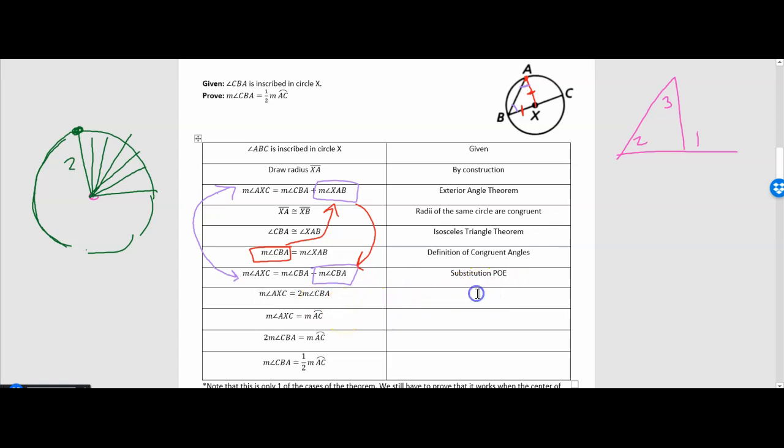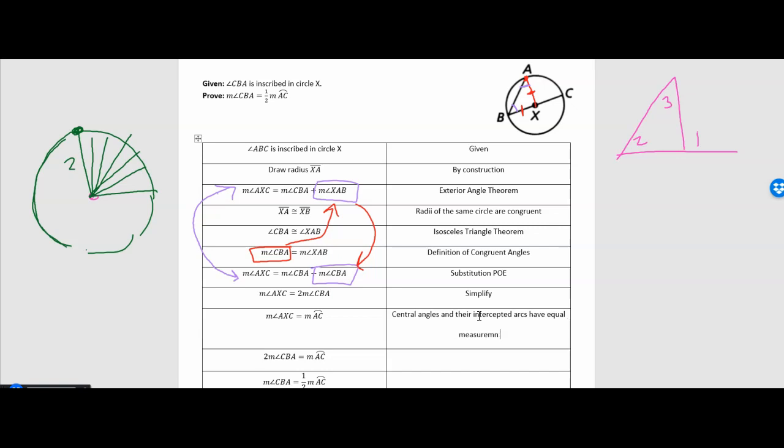Then it looks like we are just simplifying the right-hand side, combining our like terms, the two measurements of angle CBA. Next one says the measurement of angle AXC is equal to the measurement of arc AC. Well, this goes back to the fact that central angles and their intercepted arcs have equal measurements. Now that's what we're going to write here: central angles and their intercepted arcs have equal measurements.